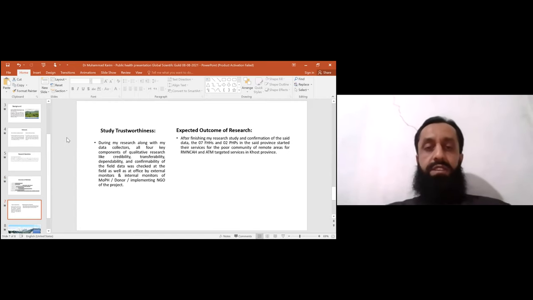And what was the study trustworthiness? During my research, along with my data collectors, all four key components of qualitative research, credibility, transferability, dependability, and confirmability of the field data, were checked in the field as well as at the office by external monitors from MOPH and internal monitors from the organization of the MOPH donor or implementing NGO of the project.